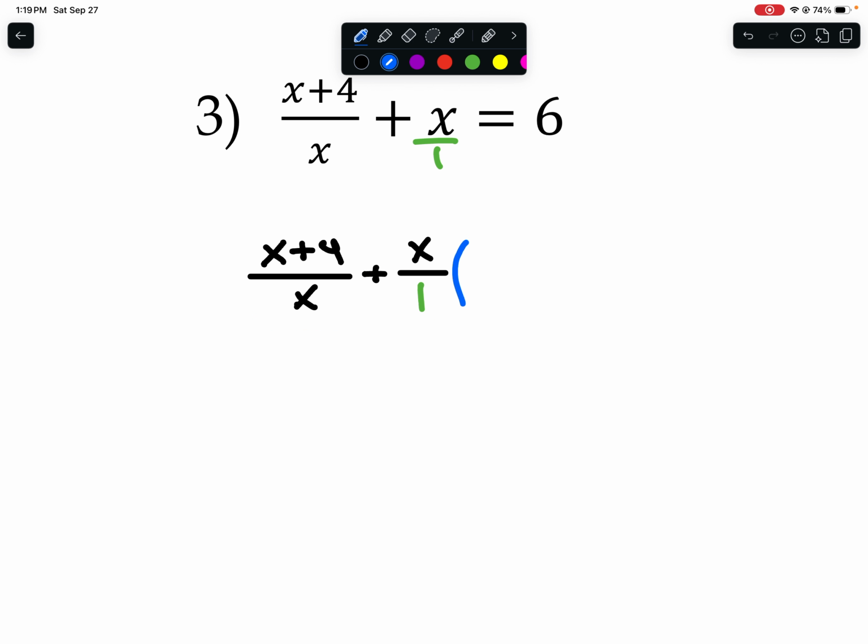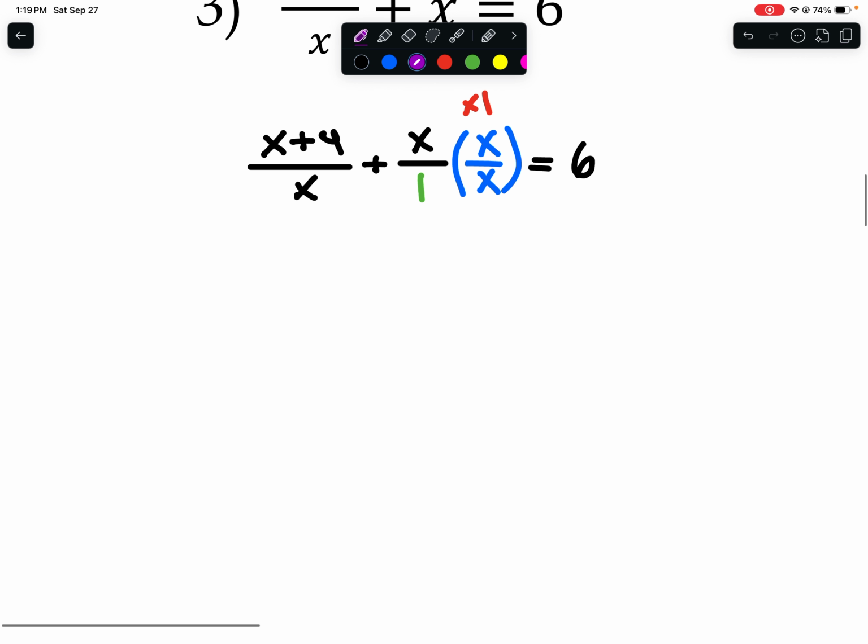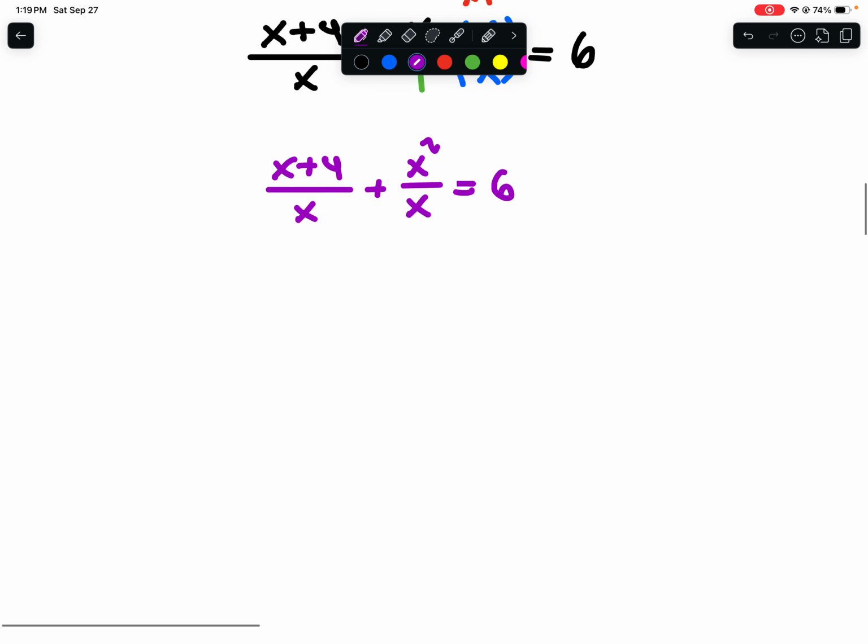So I'm going to multiply by a funky form of 1, which is going to be x over x in this case, which once again, that's my funky form of 1. I'm not changing the value, I'm changing the form. And that's going to equal 6. So when I multiply it out, we're going to get x plus 4 over x plus x squared over x, and that's going to equal 6. And then in this case, I'm going to go ahead and combine. So x plus 4 plus x squared all over x is going to equal 6.